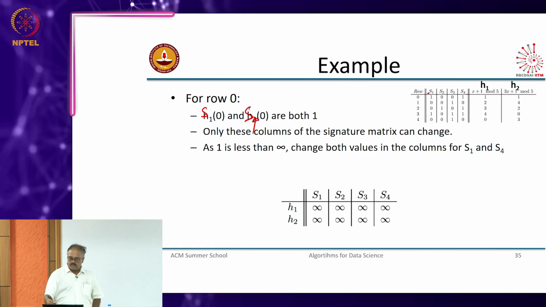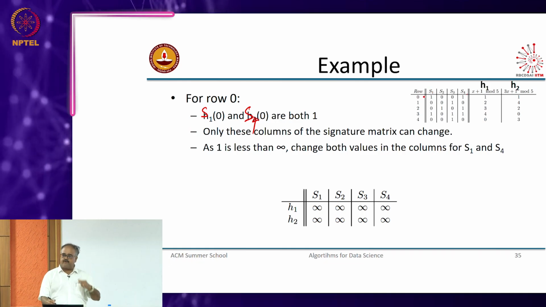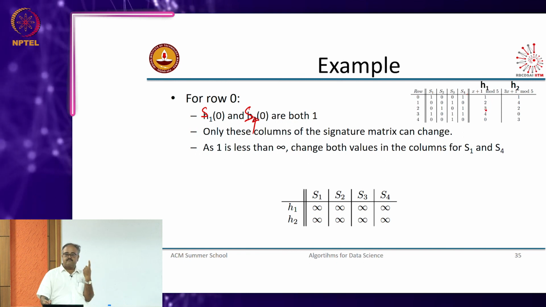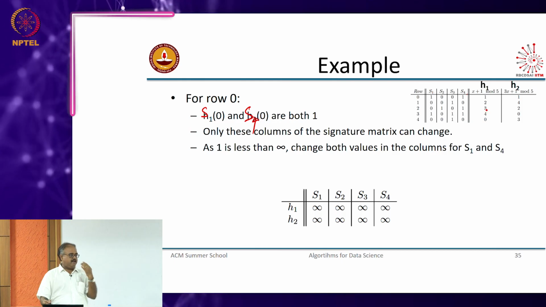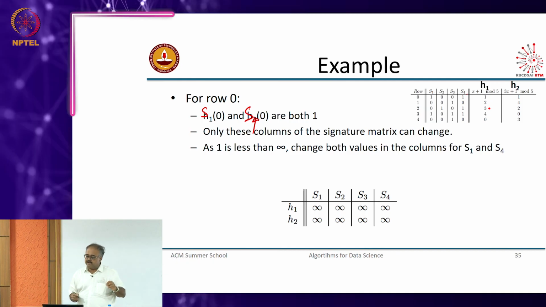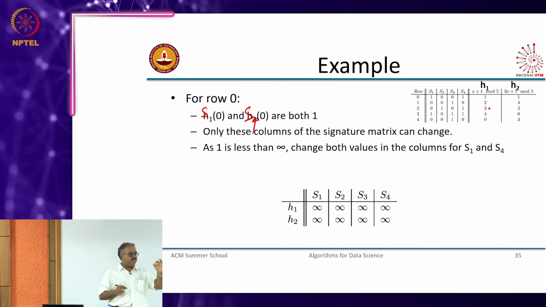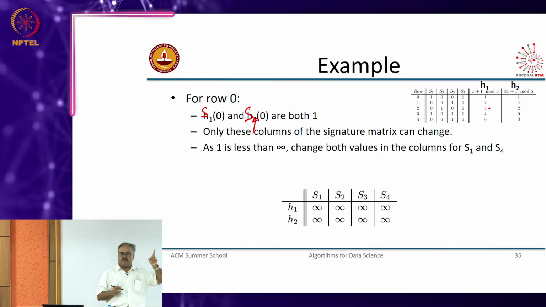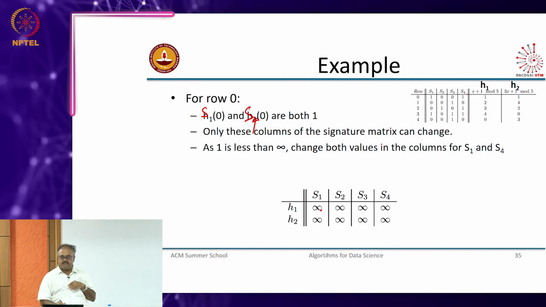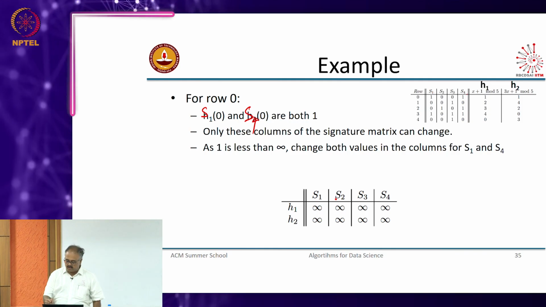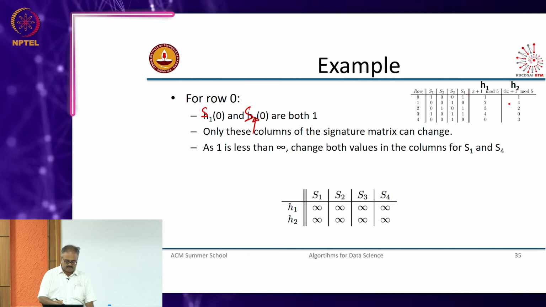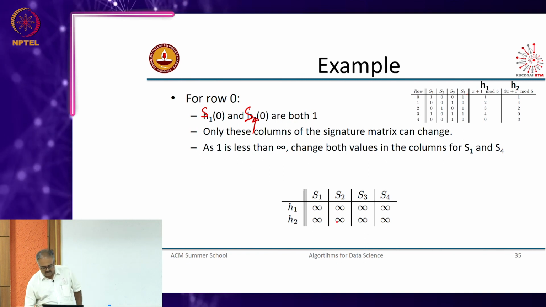So the hash value for S1 can be at most 1, because I know for sure that in row 1 I am going to have a 1 for column S1. Right now it starts off at infinity, now it can be at most 1 according to H1. And according to H2, again it can be at most 1.